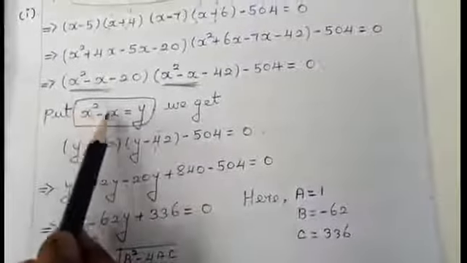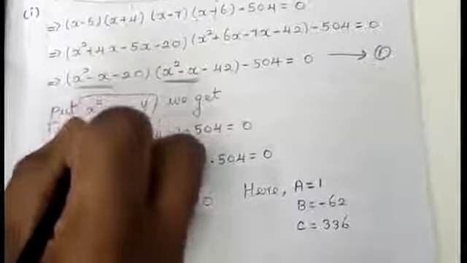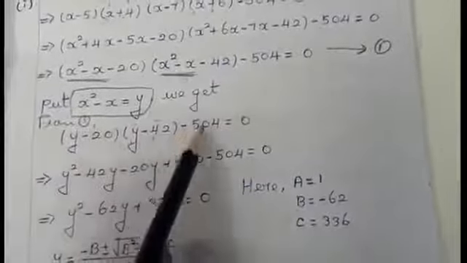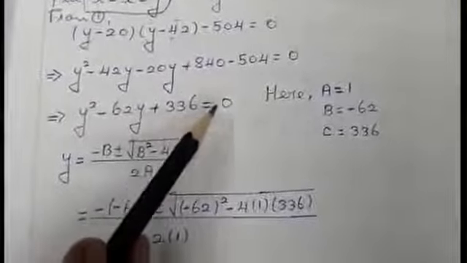What I'm going to do now is, in place of x square minus x, I'm going to replace the value as y. X square minus x equal to y. Let me mark this as 1. If I write this, I will get y minus 20, y minus 42 minus 504 equal to 0. Again, if you multiply these 2 factors, you will get the quadratic equation y square minus 62y plus 336 equal to 0.